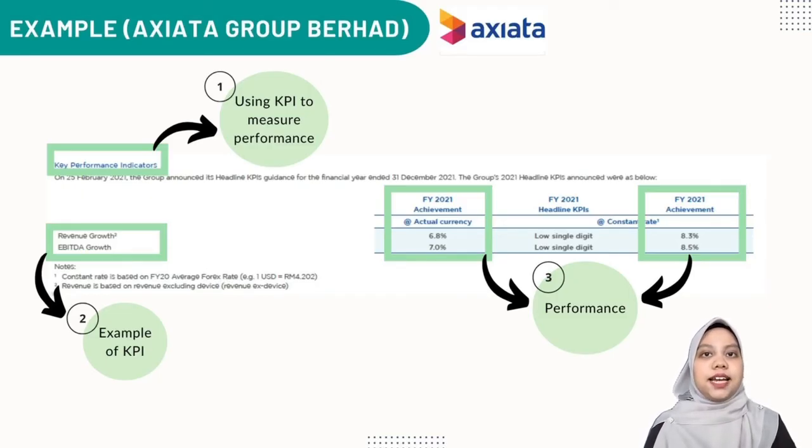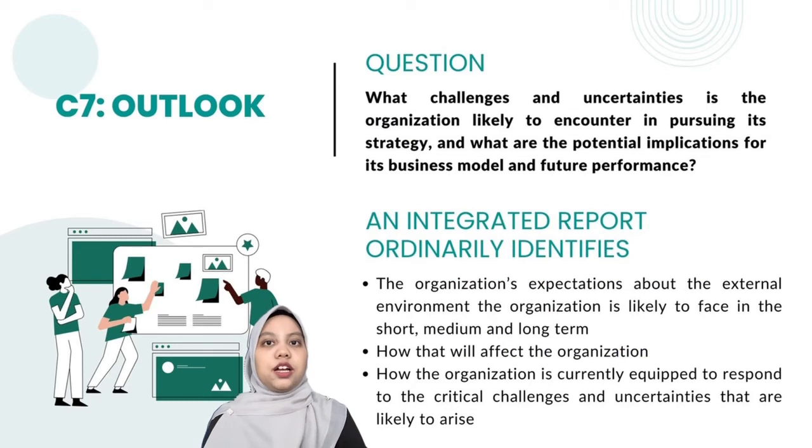Using the Axiata integrated report as an example, Axiata uses KPIs to measure their performance. The revenue growth and earnings before interest, taxes, depreciation, and amortization growth are examples of KPIs they use. Financial year 2021 achievement for actual currency and constant rate is their performance. Content element number 7, outlook.